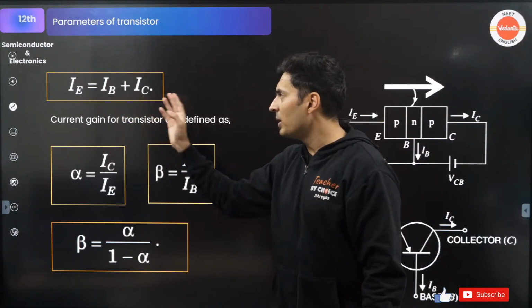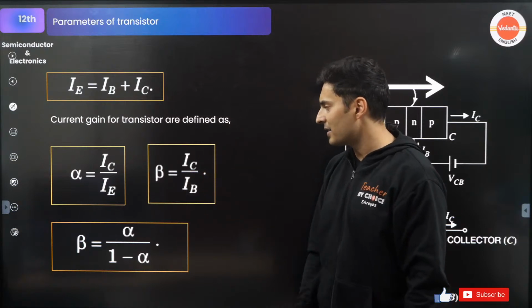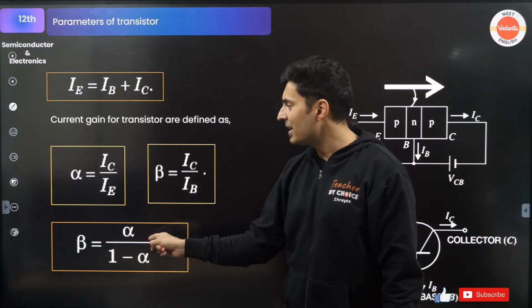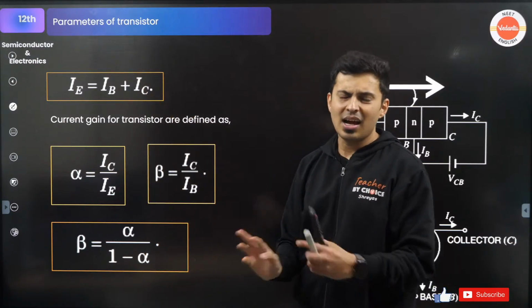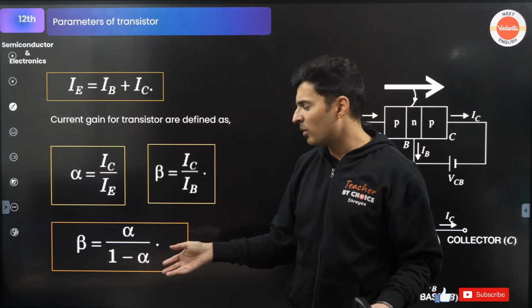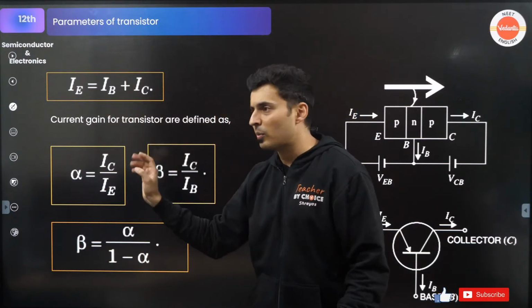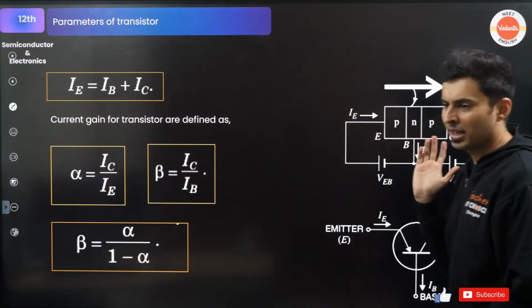So I have put up all these things over here. IE is IB plus IC, alpha is nothing but IC by IE, beta is nothing but IC by IB, and you can convert from one to another. You can easily get this using these two relationships. Should you remember this? I don't think so. Why should you not remember? Because it is confusing. If you know these two formulas, you can convert from here to here or from here to here. I'll be doing a problem like that.